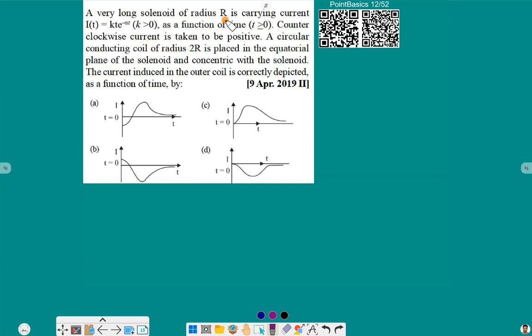A very long solenoid of radius r is carrying current I, given by this equation, as a function of time. Counterclockwise current is taken to be positive. A circular conducting coil of radius 2r is placed on the equatorial plane of the solenoid and concentric with the solenoid. The current induced in the outer coil is correctly depicted as a function of time. So we have to find out the current, and then we have to plot a graph for that. Means we have to find the graphical representation of the current.